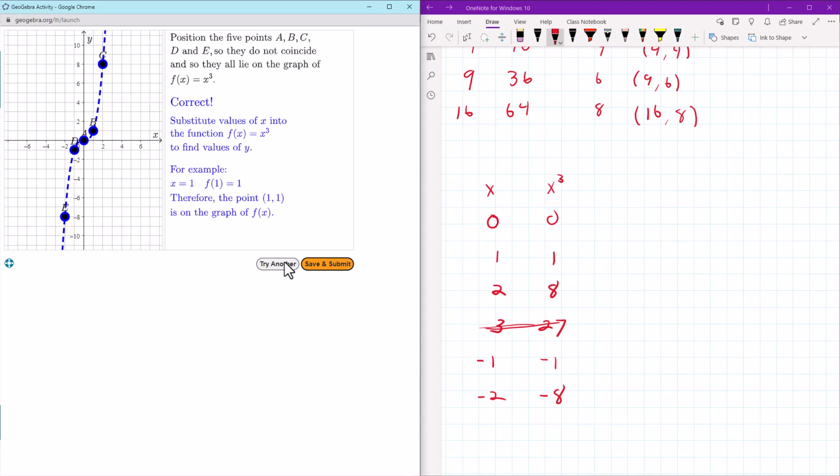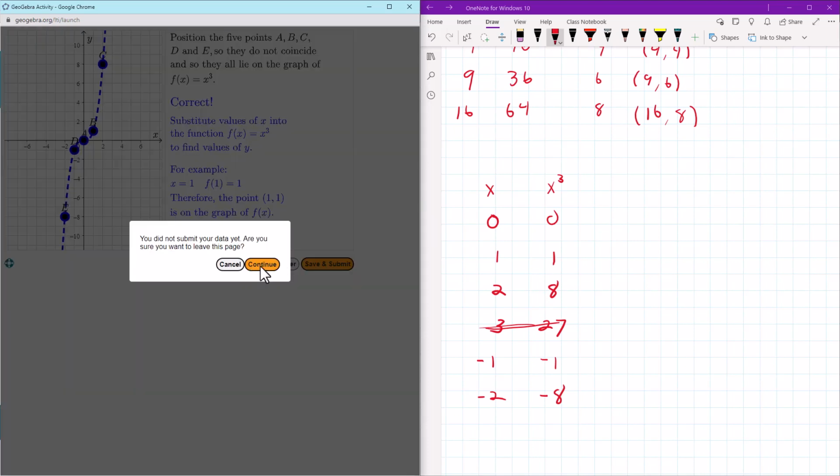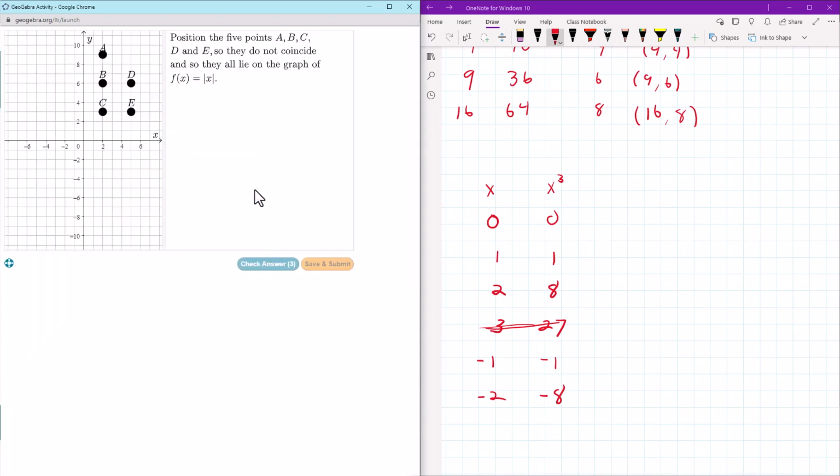Now, if you had to do another one, here we have the absolute value of x. Well, you can do that the exact same way. So we would have x, the absolute value of x, and typically you want to use these values of x. In this particular case, I don't think you have to, but it probably wouldn't hurt. So here we're going to let x be equal to 0. If x is equal to 0, the absolute value of x is 0.